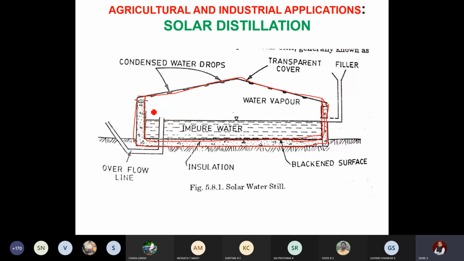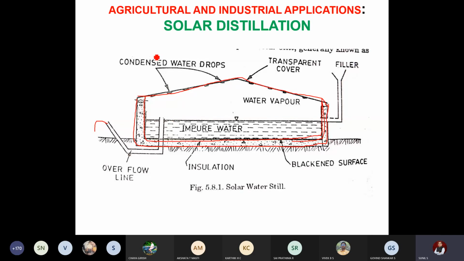Salt water will be loaded through the filler, and this will also have a rubber cork. If you load extra water into it, there will be an overflow channel also. This entire mechanism looks like a cooker, and it will be placed in sunlight.